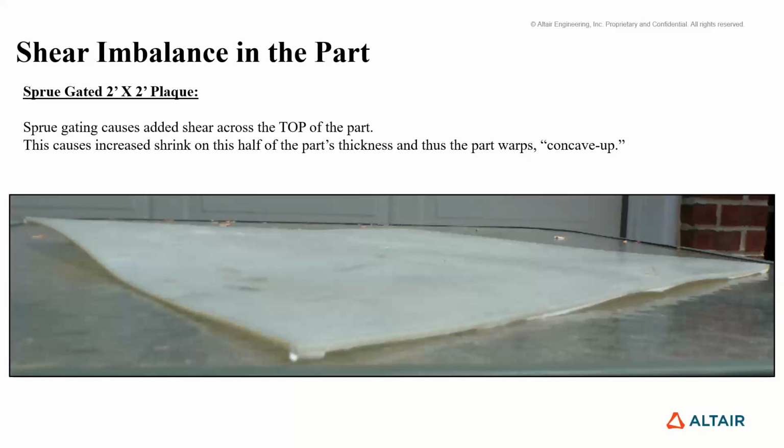And so we get this warp effect. I might get more warp on one side of the part than the other, not because of cooling, but because I've gated on that side. And so I get shearing and heating that's happening because I gated right into a top surface. And so that top surface is going to shrink more than the surface underneath it, simply because of shear. And the fact that the center of flow is not going to be in the center due to that shearing. It'll be a little offset and give an advantage to the side where the gate is.